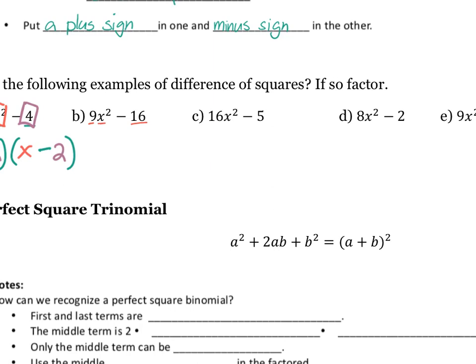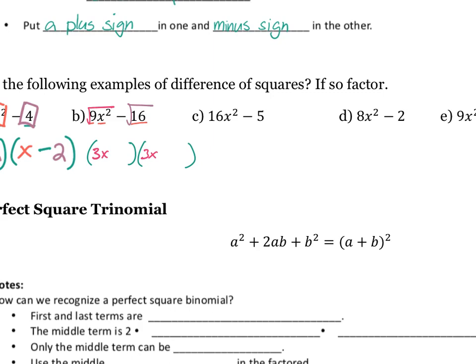And I do have a minus sign in the middle. So I can go ahead and set up my two sets of parentheses here. Go a little bit smaller this time. I'm going to square root the first term. And the square root of 9 is 3. And the square root of x squared is x. I'm going to put it in both sets of parentheses.